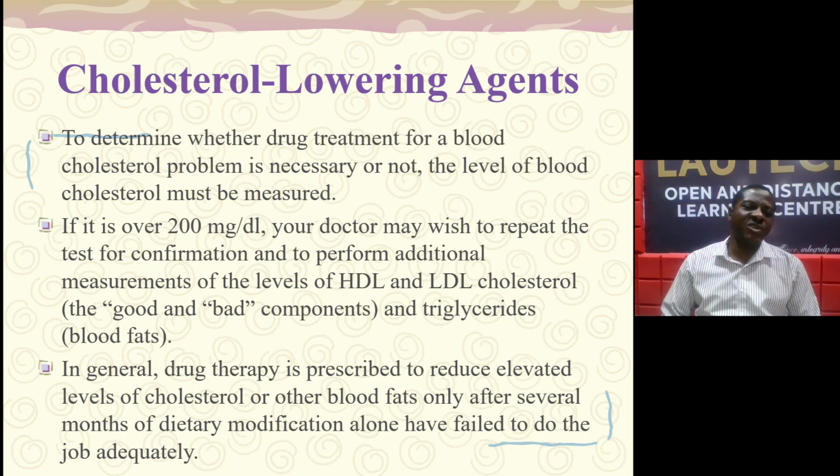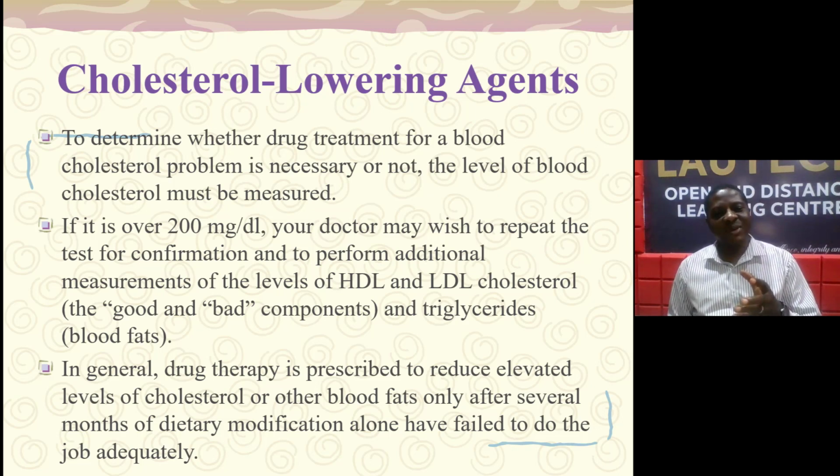If it is over 200 milligram per dL, the doctor may wish to repeat for confirmation and perform additional measurement of the level of high density lipoprotein and low density lipoprotein cholesterol. That is the good and bad component, and triglycerides, that is blood fat.